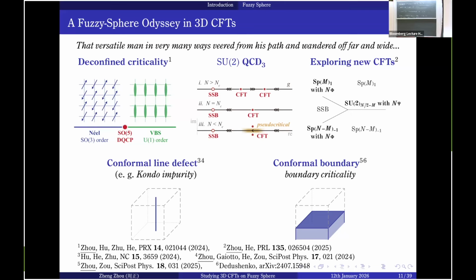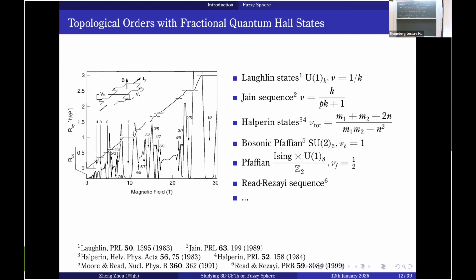Thank you. Okay. So we also use the fuzzy sphere to study new CFTs that people did not know of before. And beyond the bulk theories, we can also study various conformal line defects and conformal boundaries. However, all these constructions are based on so-called quantum Hall fermions, or the lowest Landau level at integer fields. If we go to the lowest Landau level at fractional field, we can actually realize a wealth of topological orders.